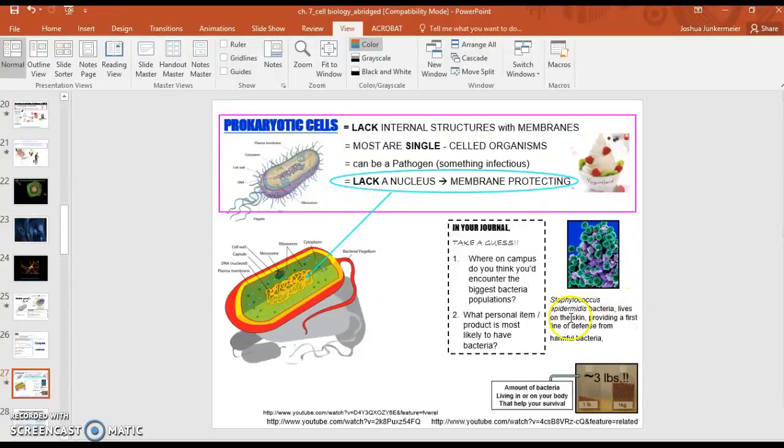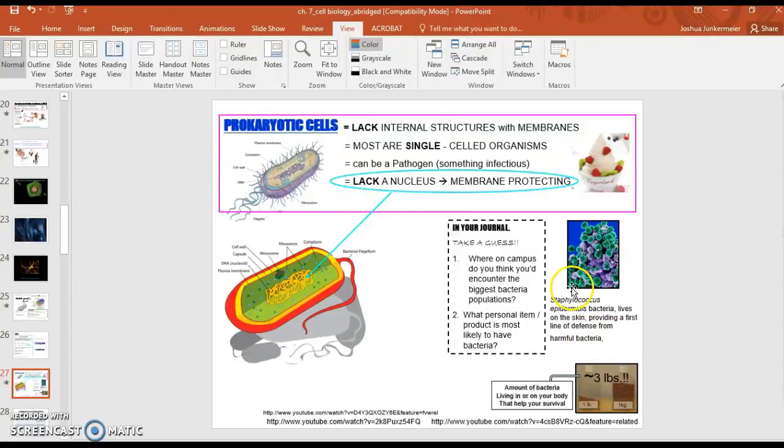This is a bacteria that lives on the skin, providing a first line of defense from harmful bacteria. That's right, your skin. Now, the surface of your body is your skin cells, but there are bacteria or prokaryotic cells that live on the surface of your skin. They live and they benefit. I'm not sure exactly what they get from the body, but it's a symbiotic relationship. It's beneficial. And they help us because when they're on our skin, they actually help kill and remove other bacteria that try to land on the skin.